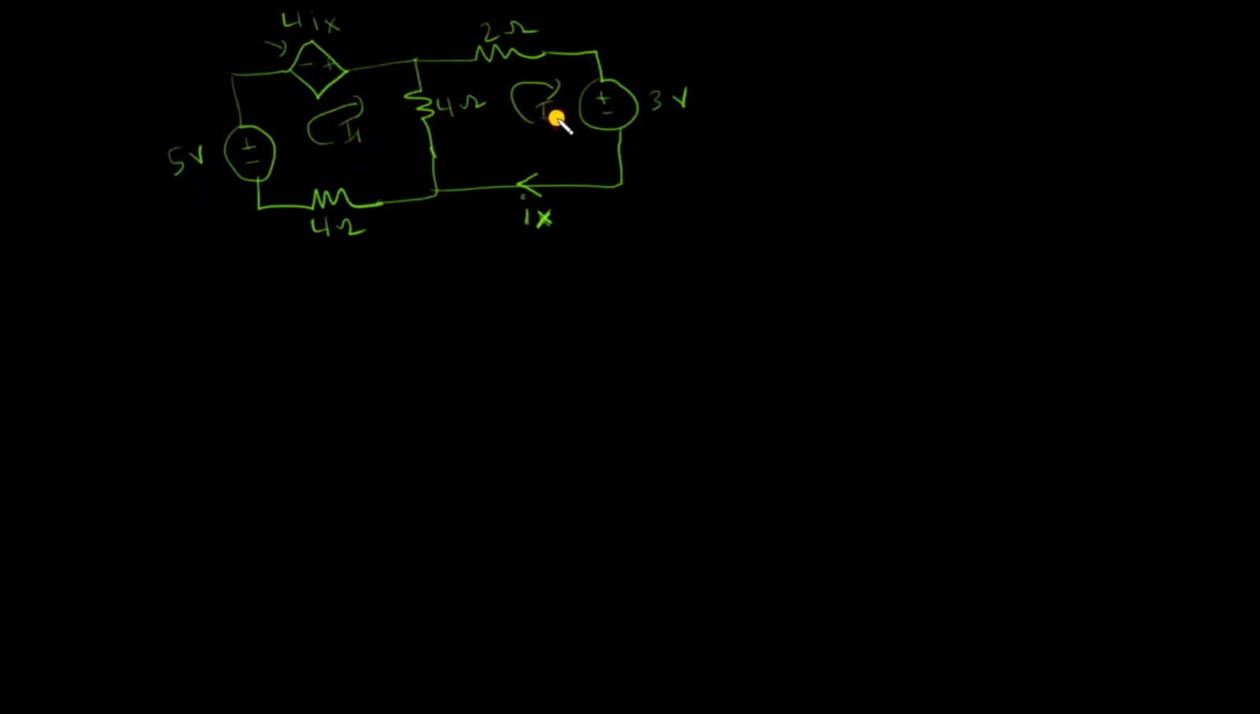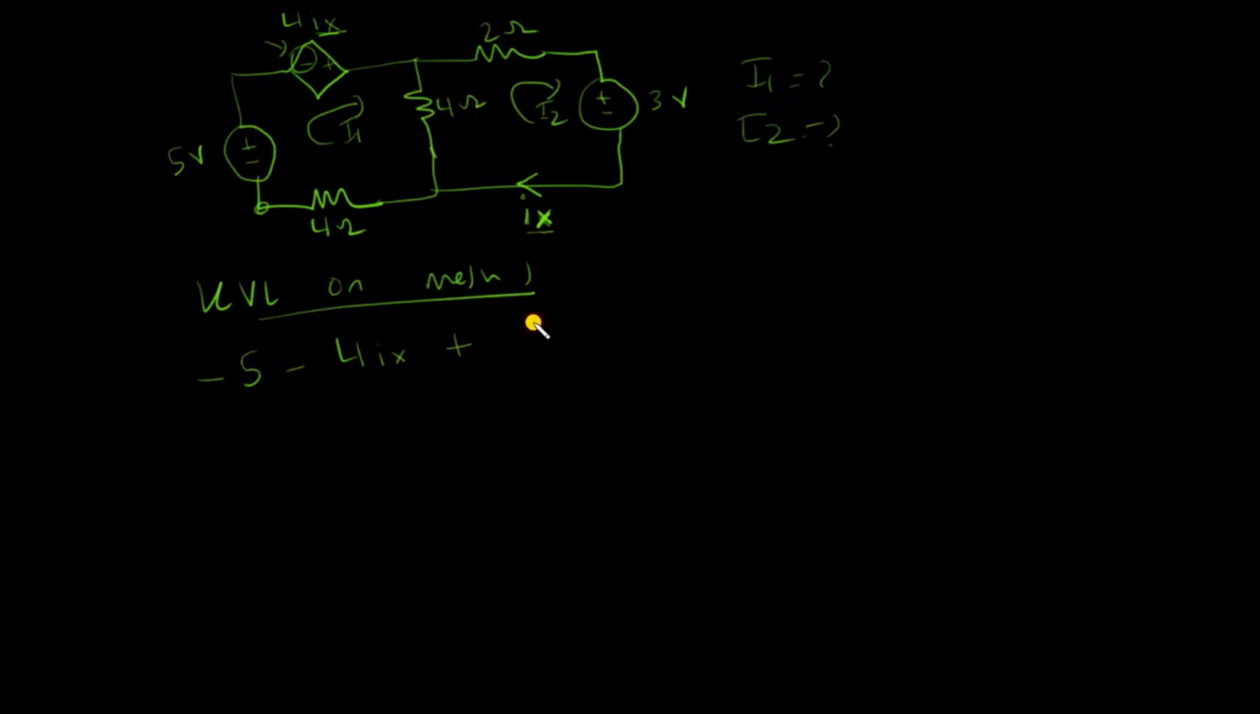These are the two meshes clearly. I1, I need to find and I2. So I'll write the KVL equation on mesh 1, and let me start off from this point. I write -5, moving clockwise. I encounter this, so -4 Ix, which is the parameter the dependent source depends on, which is right here. And then there's this 4 ohm resistor, an intersection between mesh 1 and mesh 2, so plus 4 I1 is equal to 0.